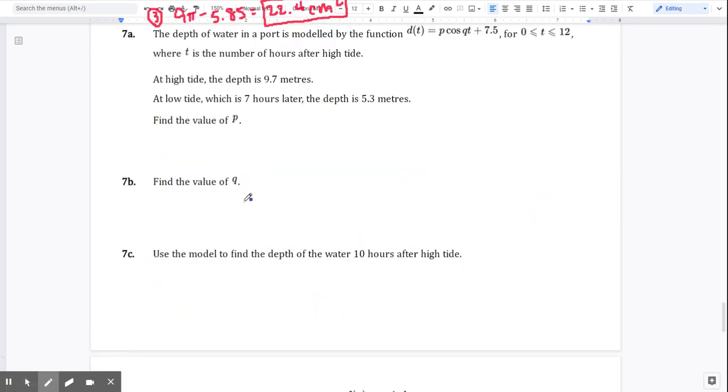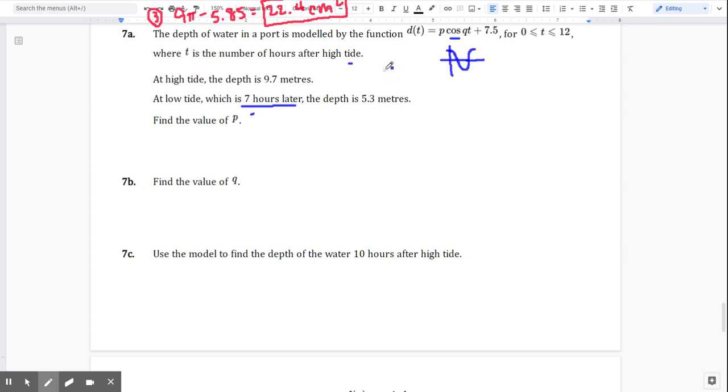All right, question number 7, the depth of water in a port modeled by the function p cosine qt plus 7.5, for t being between 0 and 12 inclusive, where t is the number of hours after high tide. Before I even get into the rest of this, I'm going to remember that the graph of cosine is the U shape. So it starts at a maximum and then kind of follows through the repetition. Getting back to the given problem, though, at high tide, the depth is 9.7 meters. At low tide, which is 7 hours later, the depth is 5.3 meters.